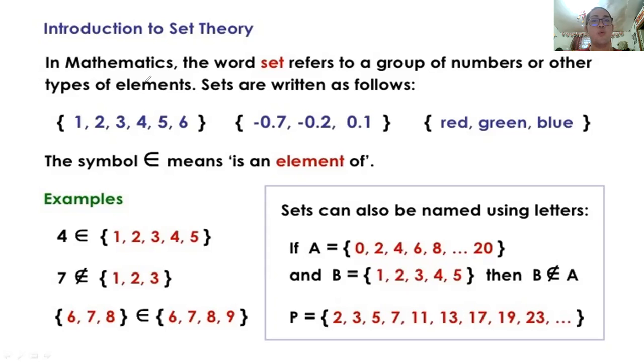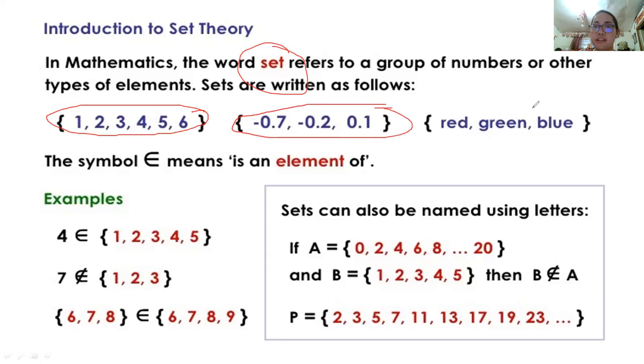In mathematics, the word set refers to a group of numbers or other types of elements, and sets are written as follows, as you can see. So a group of numbers or other types of elements or anything, we call it a set. This is how we use a set. We use the braces as a symbol for the set. I'm referring to the braces that we use. So these are examples of a given set.